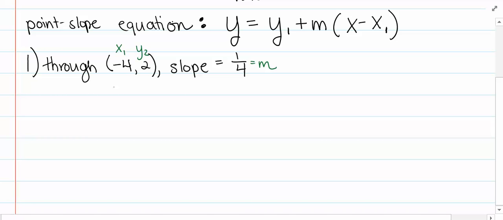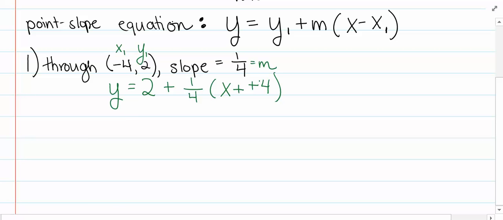So I'm going to write y equals y sub 1. Oops, sorry, this should have been y sub 1. So y sub 1 is 2, plus my slope, which is 1/4, times x minus x1, which is -4. Now x minus x1 is just going to change to +4 because minus a negative is a positive.